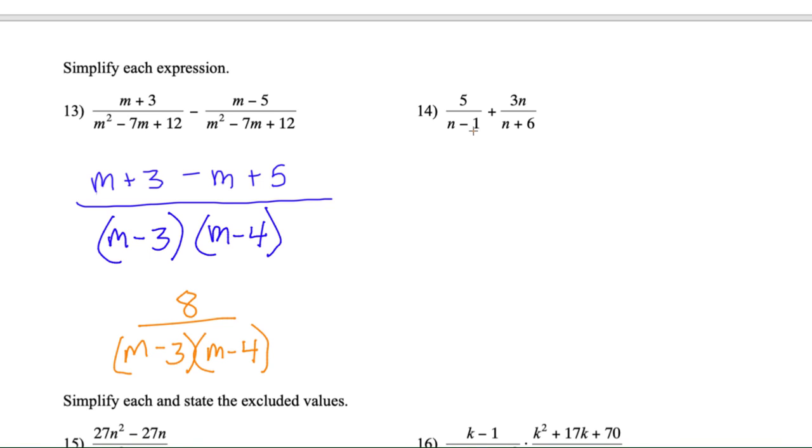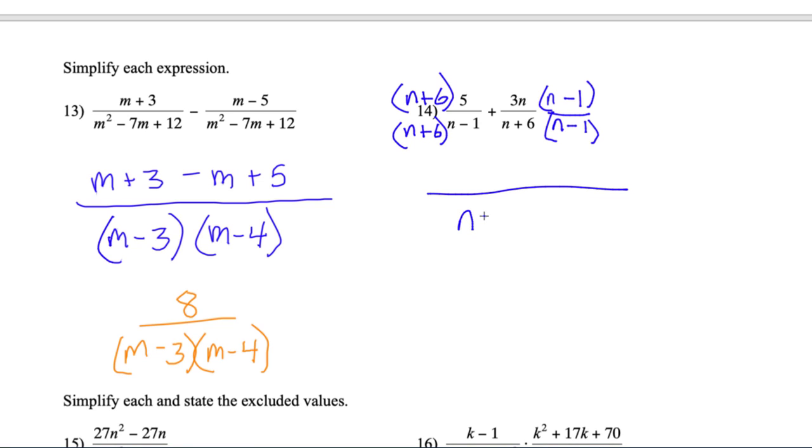Number 14, they do not have like denominators. These are not the same bottoms, which means I need to make them the same bottoms. I do that by saying n minus 1 right here, because that will work. So I'm multiplying by 1, and I'll get an n minus 1 additionally to n plus 6. This one needs an additional n plus 6. I'm going to leave the denominator as n plus 6 times n minus 1.